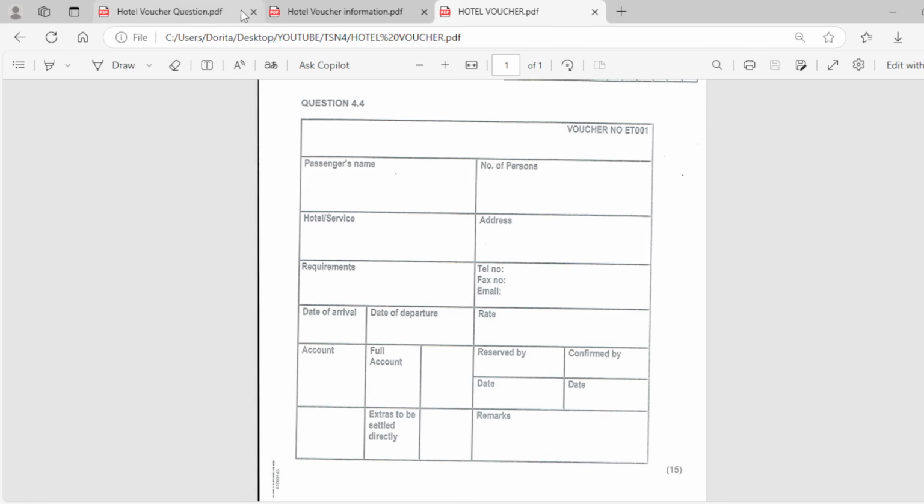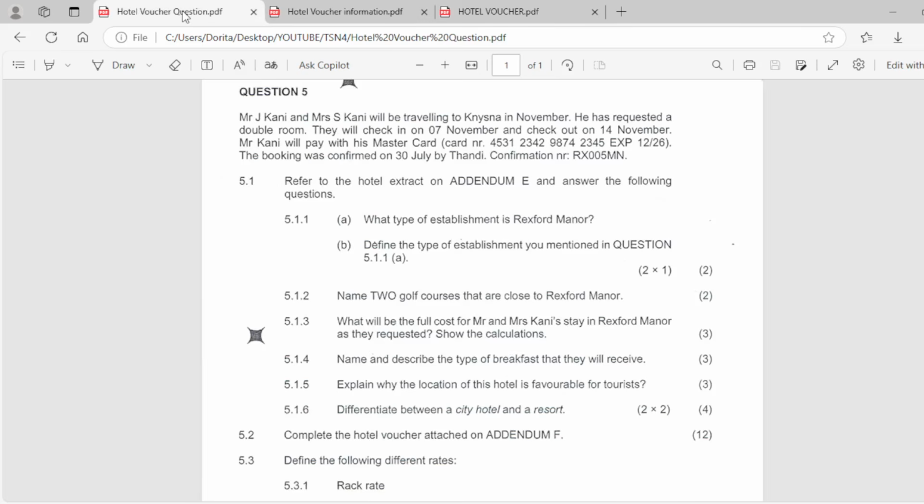Okay. So just to go back to the question, in this paper, they added some theory questions. For example, differentiate between a city hotel and a resort. This is the theory that you guys have to study and know. The rest of the questions you answered from the addendum, so it's like a comprehension test. And then 5.2 is actually the one that instructs you to do the voucher. Complete the hotel voucher attached on addendum F.